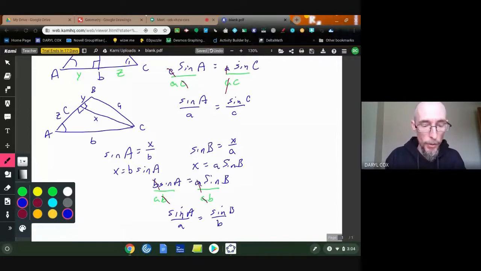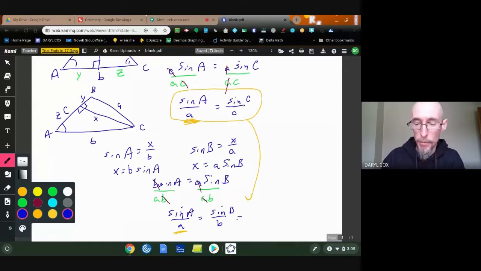But remember, we already said sine of A over A equals sine of C over C. And since it's the exact same triangle, this ratio of sine of A over A is the same as that one. So I can take this and add it to the list, because sine of A over A equals the sine of B over B and the sine of C over C. So there's a proof using basic trig and proportions. Okay, hopefully that satisfies your curiosity.